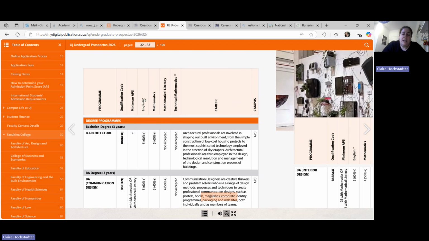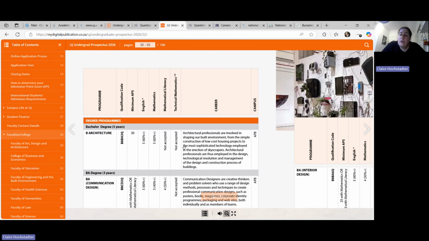English, and by English they mean home language, but for all of us it is home language. You require a level 5, which is 60%, and you also need 60% in mathematics. They have taken it a step further and said to you explicitly that mathematical literacy and technical maths are not accepted. So you know, in order to meet the minimum requirements for a bachelor degree in architecture, you have 30 APS points, you have 60% or higher in English home language, and you have 60% or higher in mathematics.